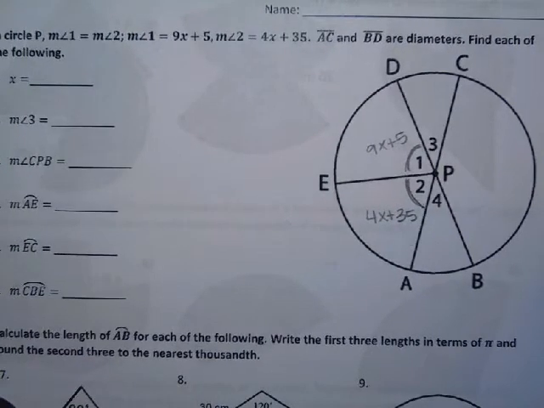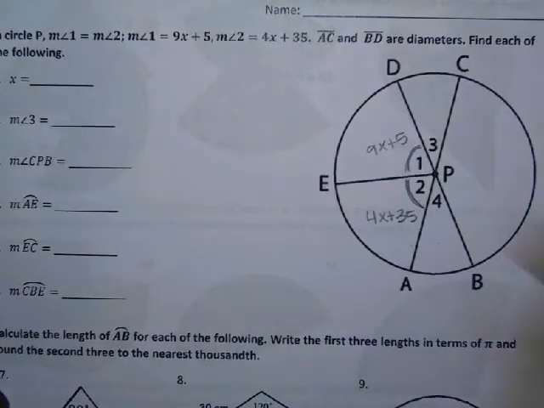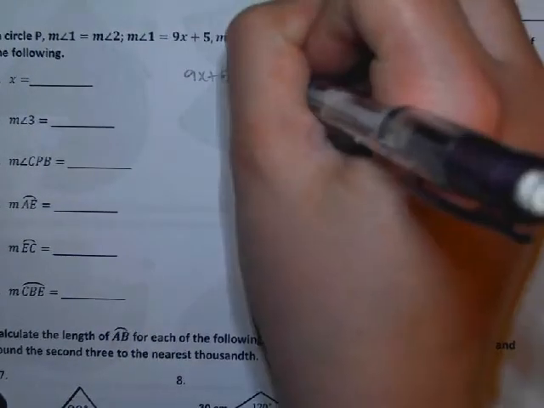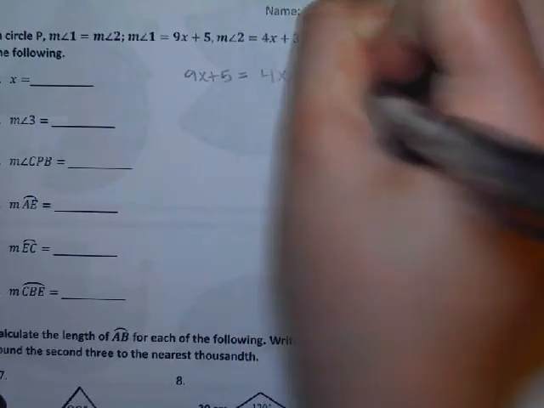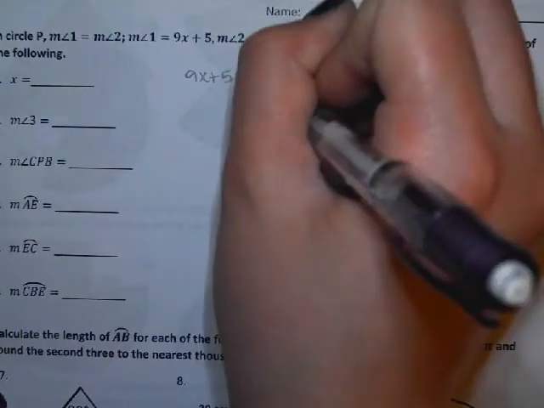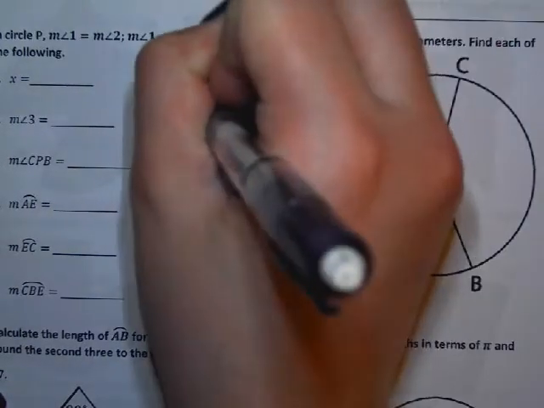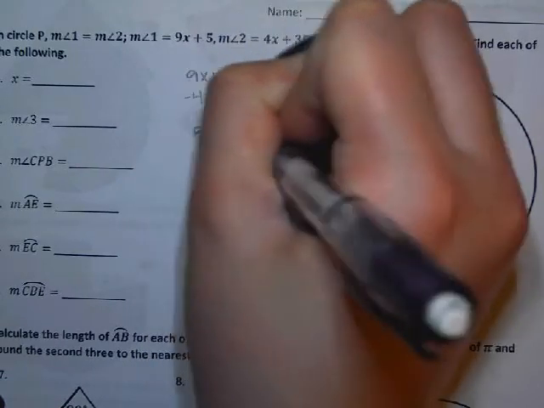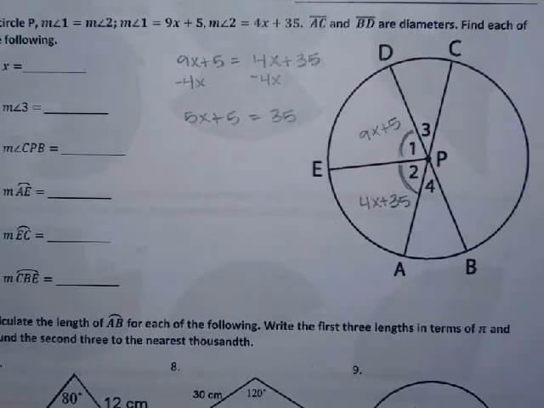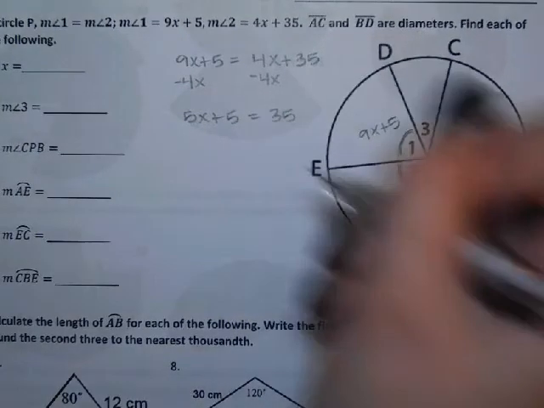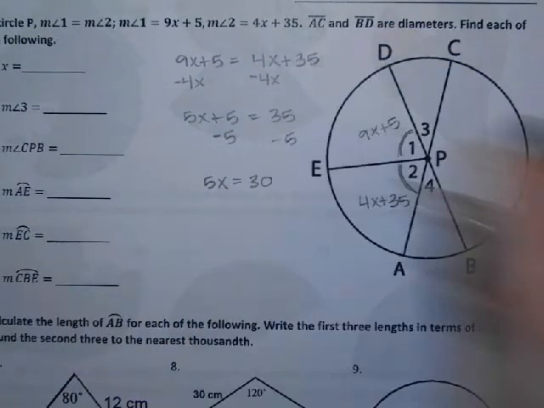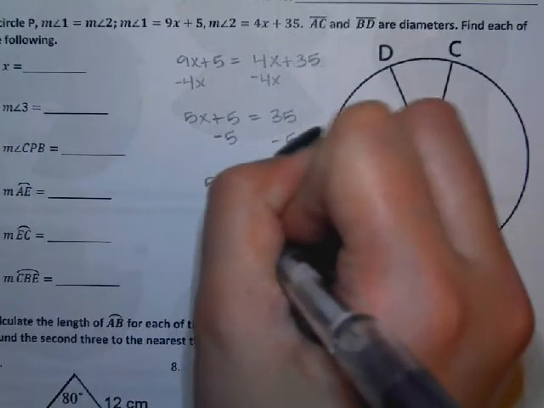Why are we going to do that? Because it says they're equal. Okay. So 9x plus 5 equals 4x plus 35. And then what should I do? Okay. So minus 4x. And then Kaylee also said to subtract the 5. So x equals 6. Okay.